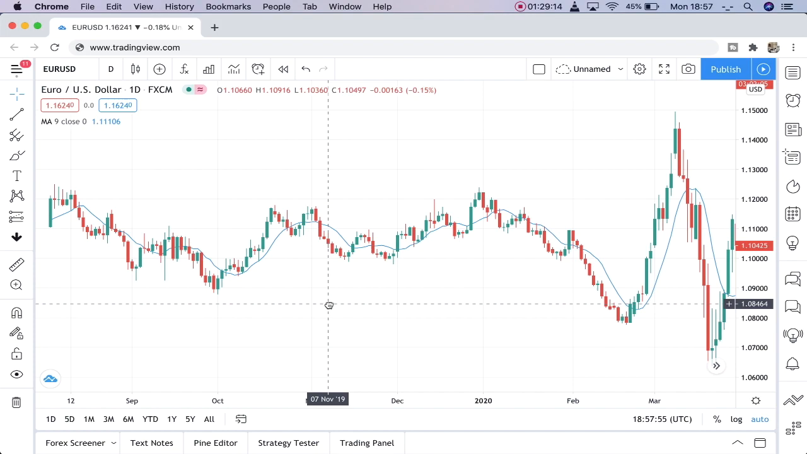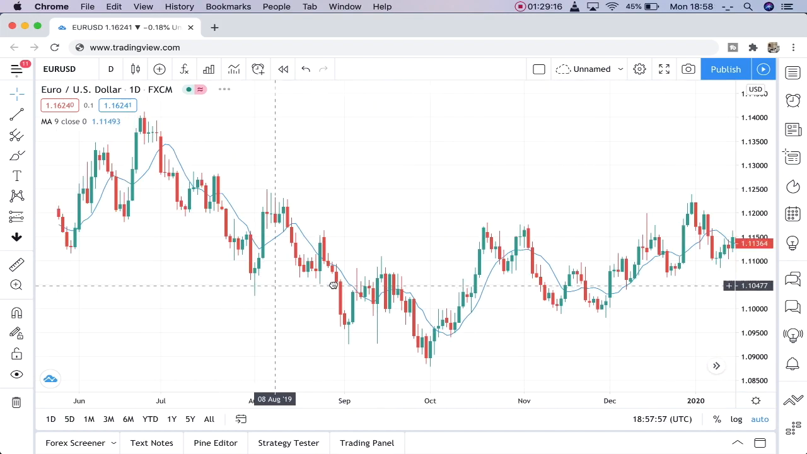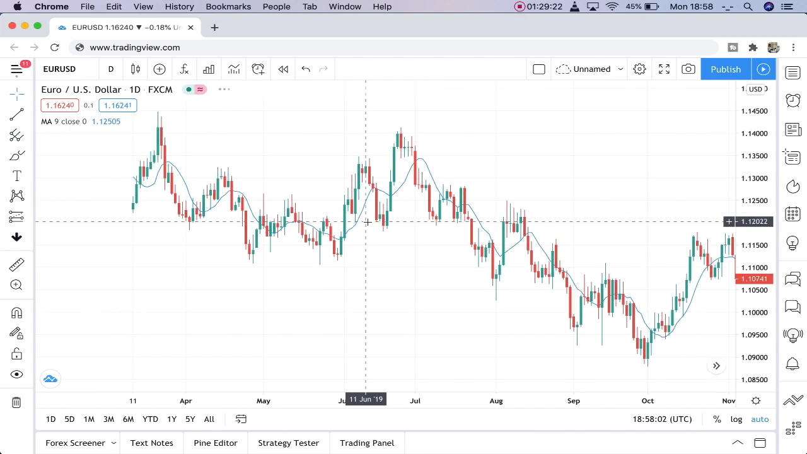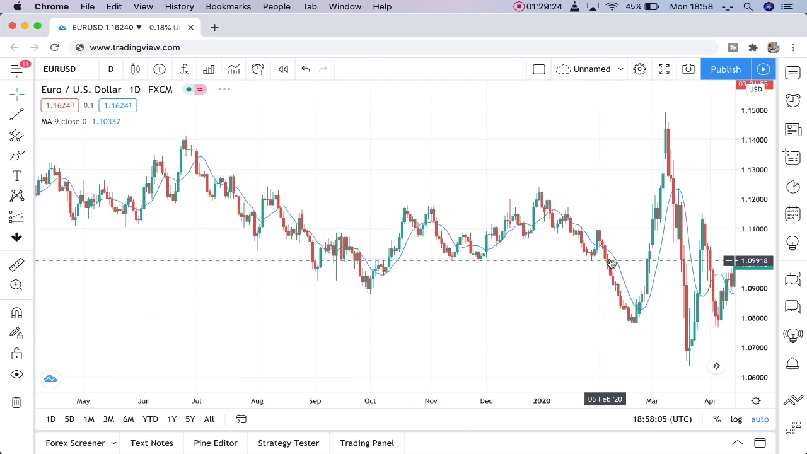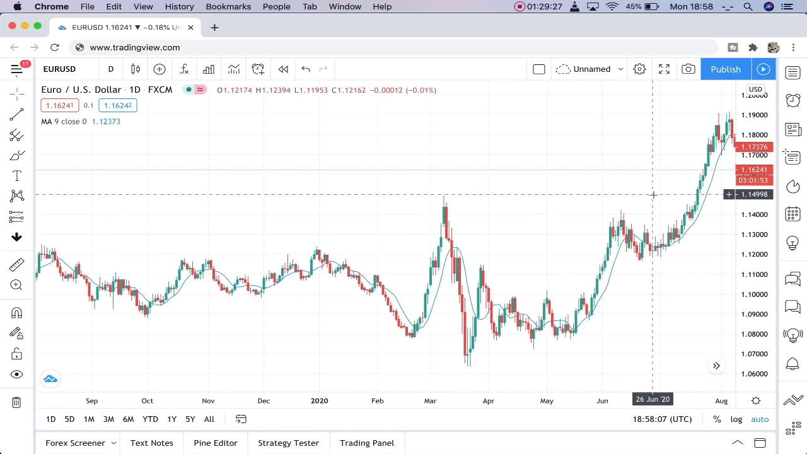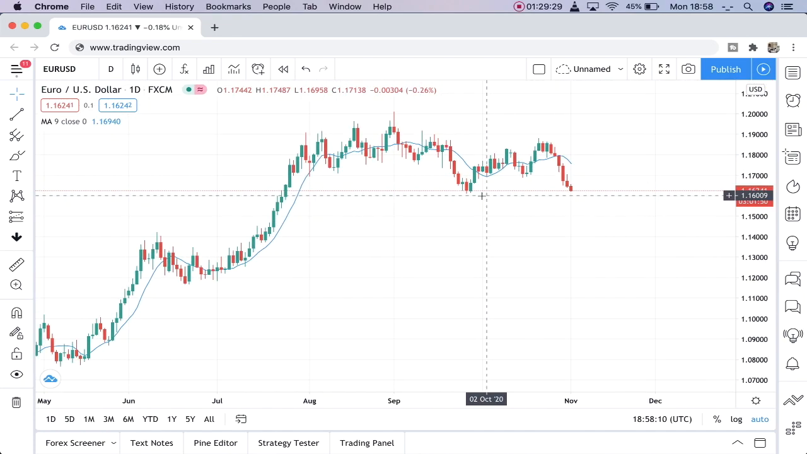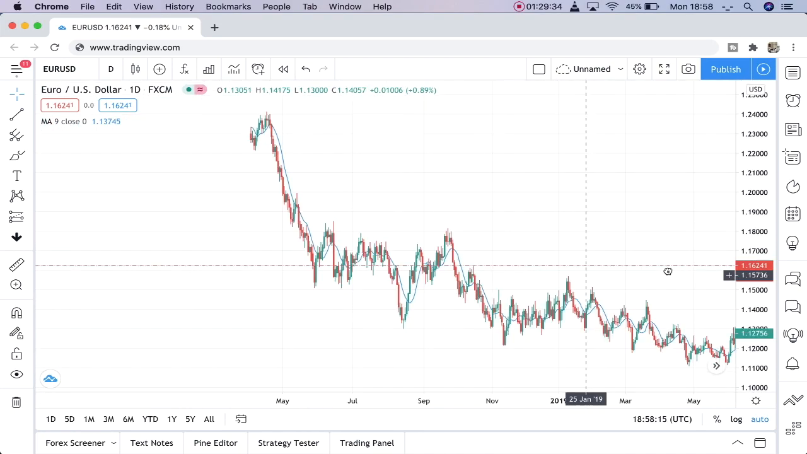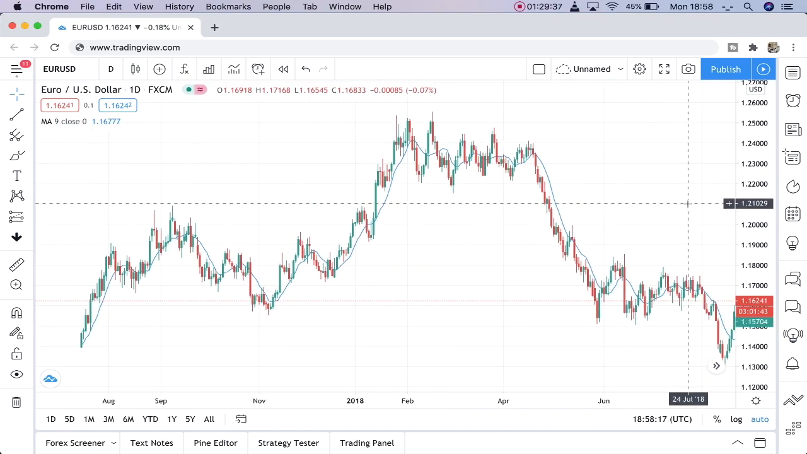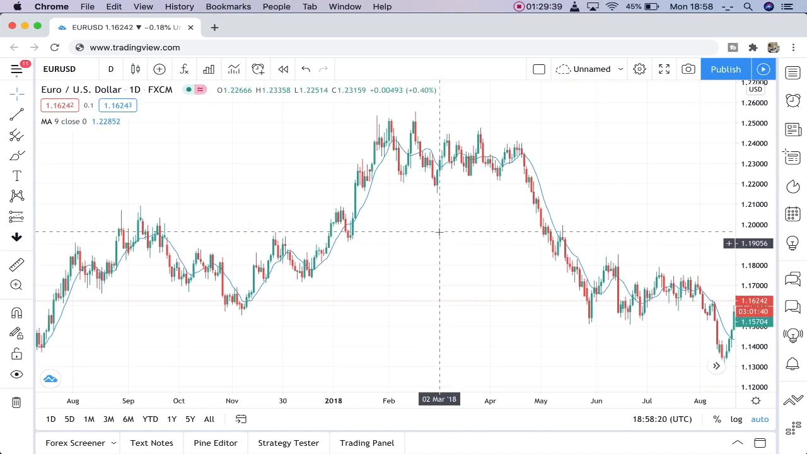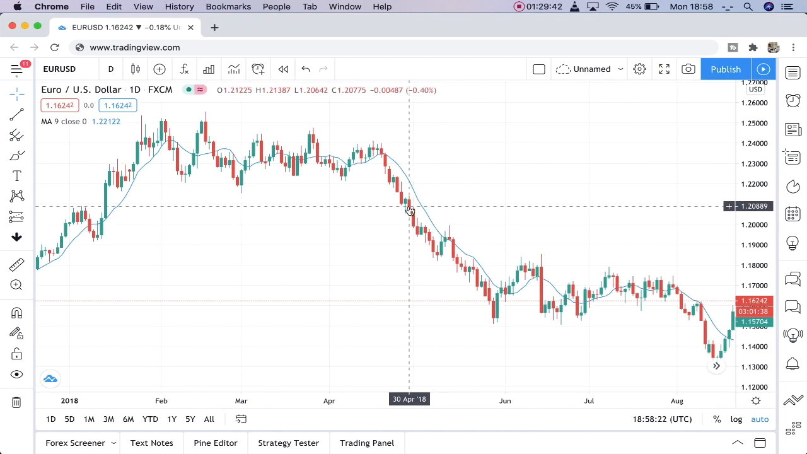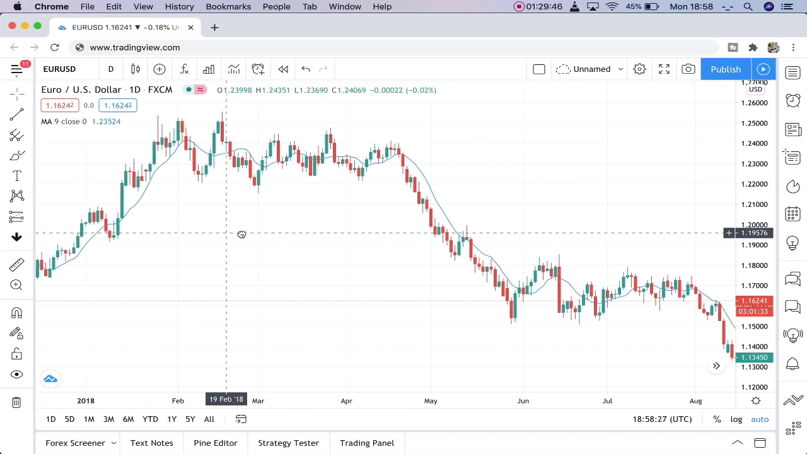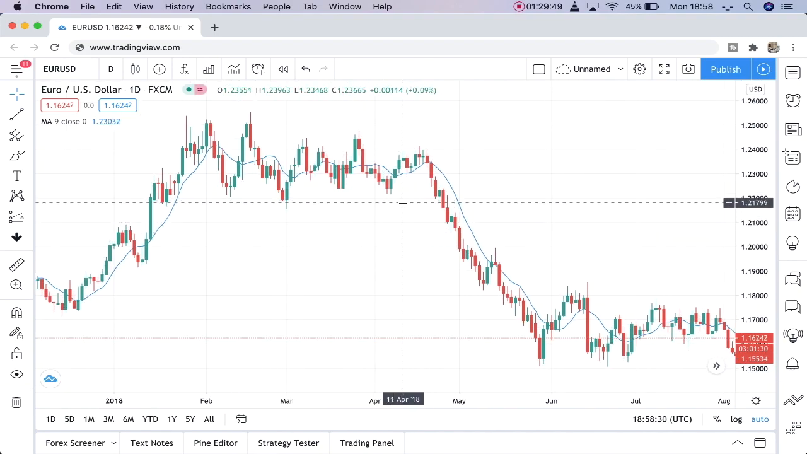Let's look for a good one in the opposite direction. All right, the trend is down. Let's zoom out. Doesn't seem to be a good one. Let's look at it in this instance. There's been a small trend.